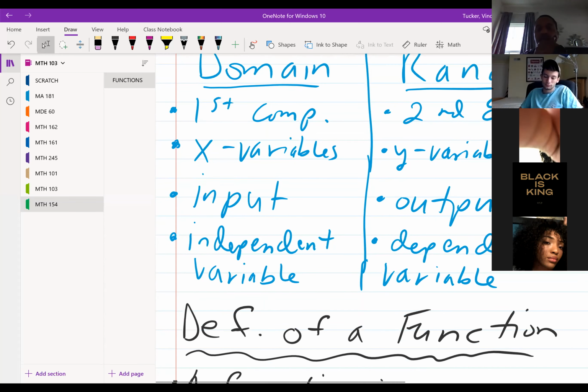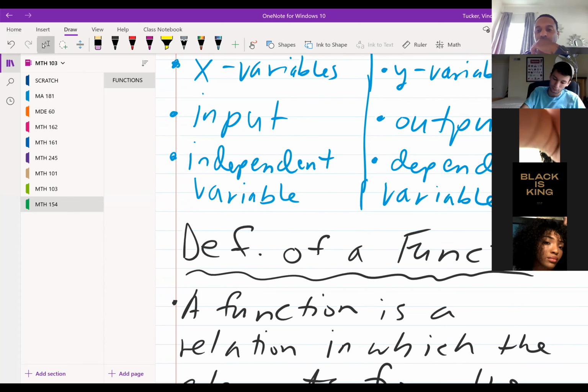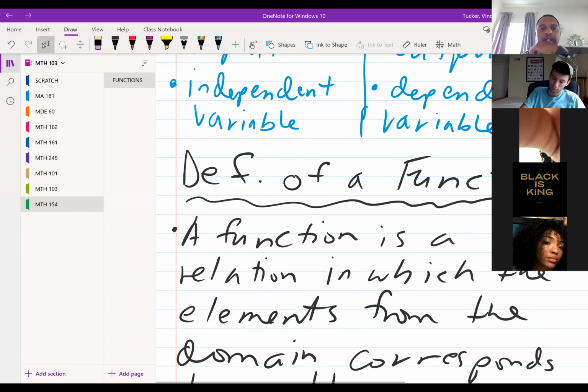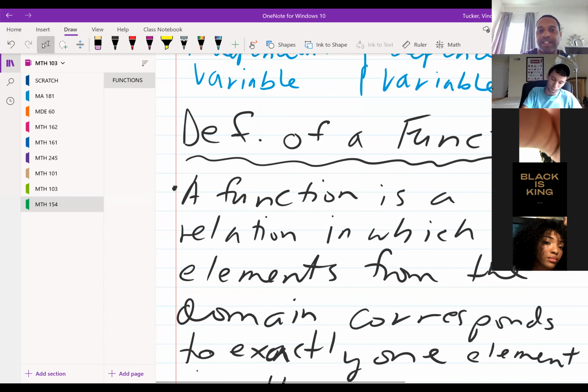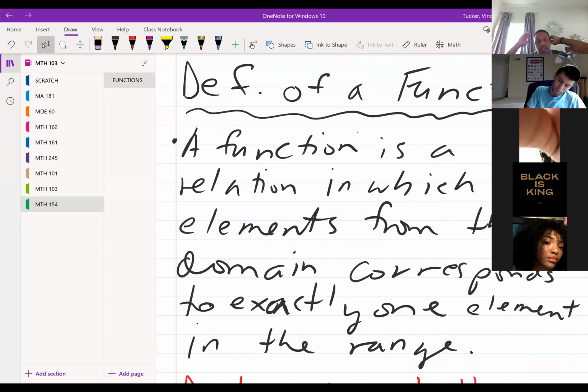All right. If you write slow, don't let me roll on without you. Please feel free to stop me. All right. Definition of a function. This is what we're trying to get to. Somebody's trying to get in. Hold on a second. Okay. Definition of a function: a function is a relation in which each element from the domain corresponds to exactly one element in the range.